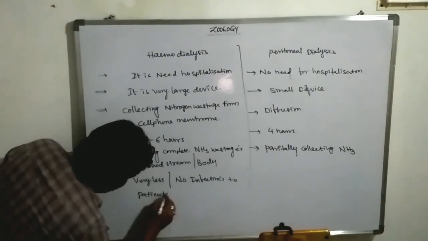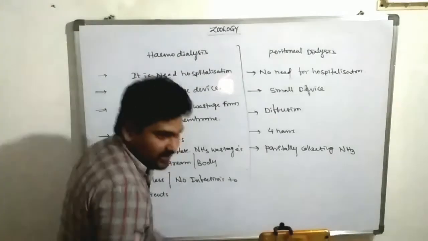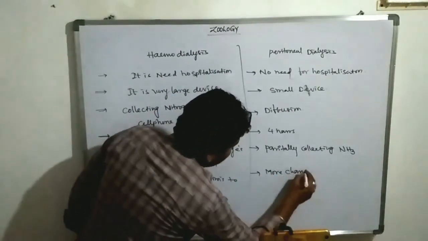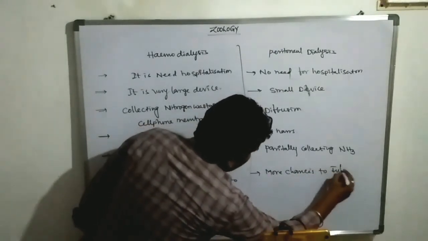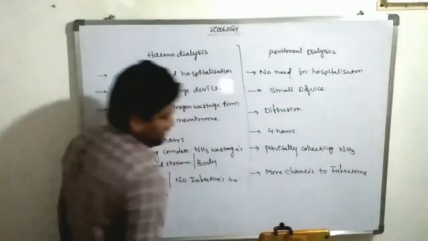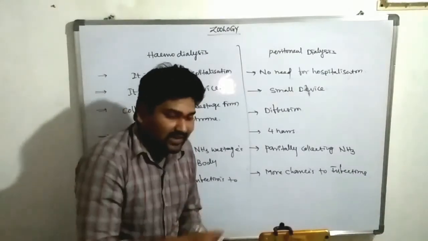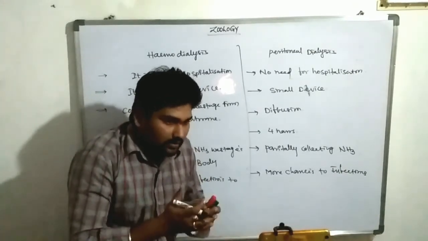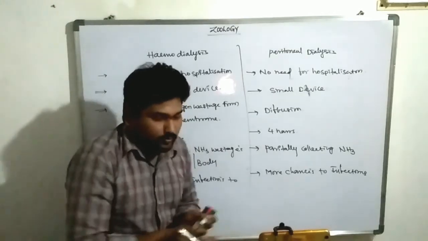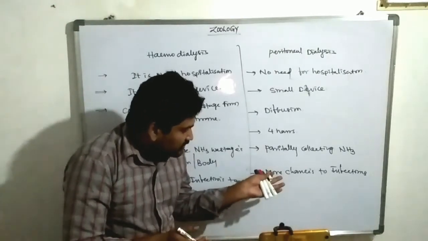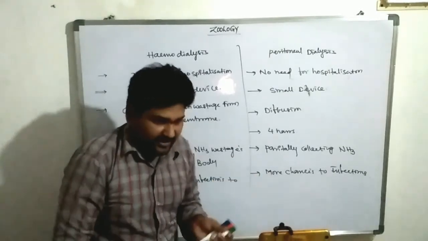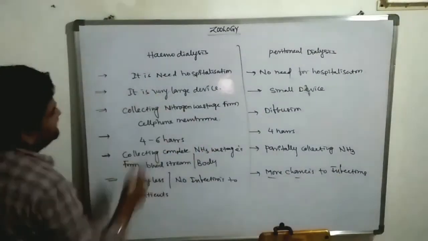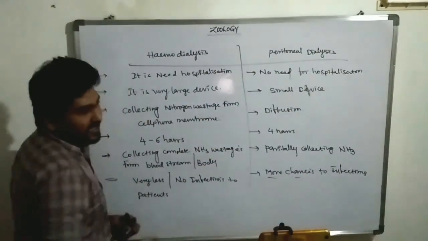With this device there is no infection of the renal region, but there are more chances of infection because patients insert the dialysate without proper preservative methods. So microbes enter the coelomic cavity. This is the difference between hemodialysis and peritoneal dialysis.